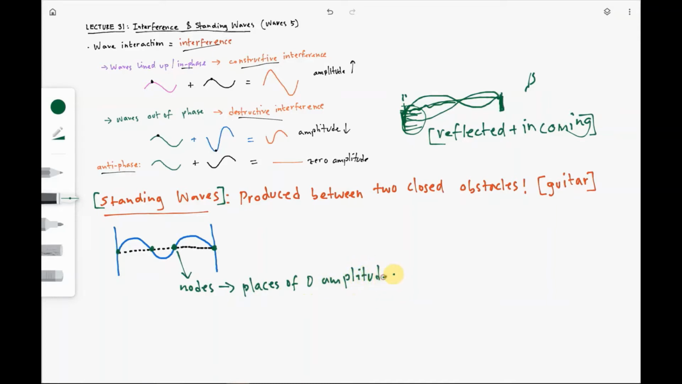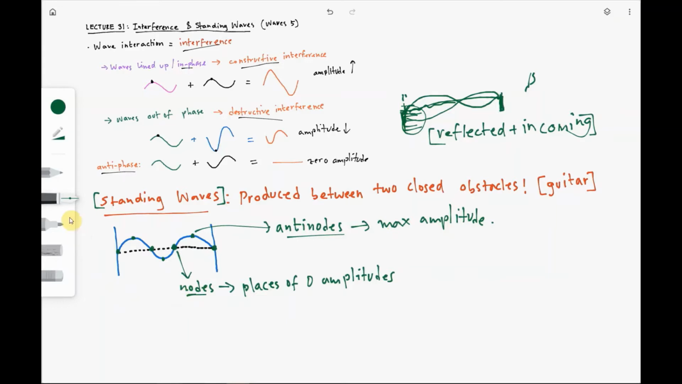Since we are identifying places with zero amplitudes, it's just logical to also identify places of maximum amplitude, right? So places like these are what we call antinodes. These are places of maximum amplitude or maximum displacement from the equilibrium state. Alright, where the medium, the string in this case, oscillates the most, we call those places antinodes. Where the medium oscillates the least, we call them the nodes.